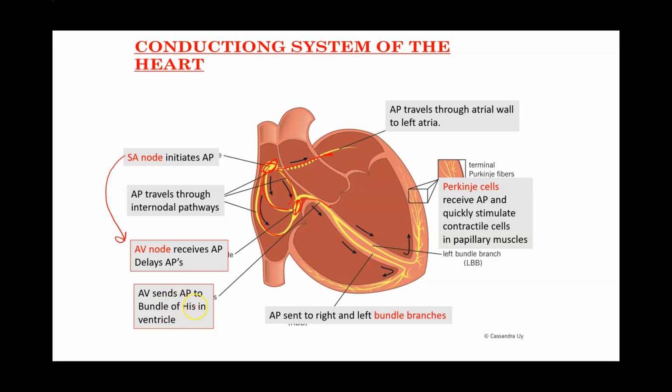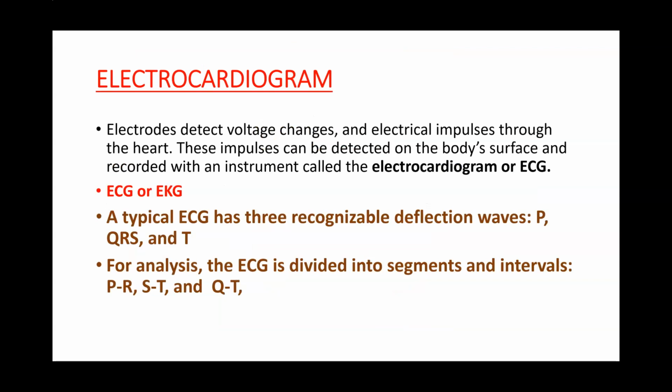It used to be called the bundle of His. And now the signal is into the ventricle. So the AV node sends the signal into the ventricles. The AV bundle splits into bundle branches, and then bundle branches send a signal to the rest of the ventricle via the Purkinje cells. And so the ventricle will begin to contract. So you should know the path that these signals take through the heart.